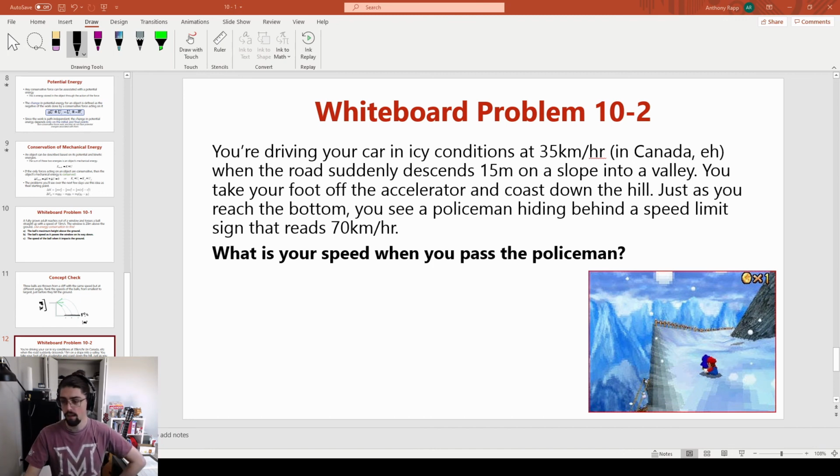So you're going at 35 kilometers per hour because we like metric units a lot better than this, when the road suddenly descends 15 meters on a slope into a valley. So that is 15 meters directly down at some sort of slope. You take your foot off the accelerator and coast down the hill. Just as you reach the bottom, you see a policeman hiding behind a speed limit sign that reads 70 kilometers per hour. And for some reason, you were driving half that before you hit this hill. What is your speed when you pass the cop?